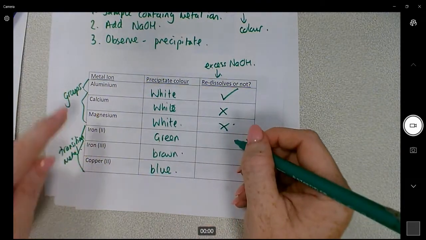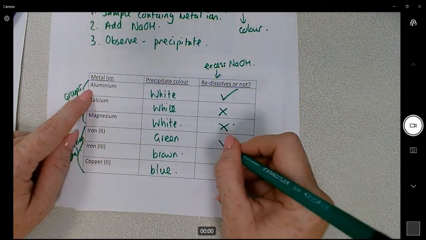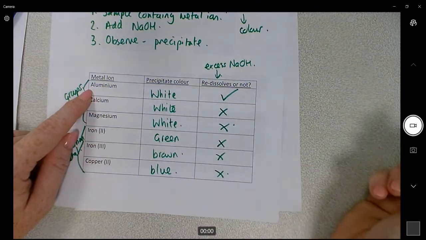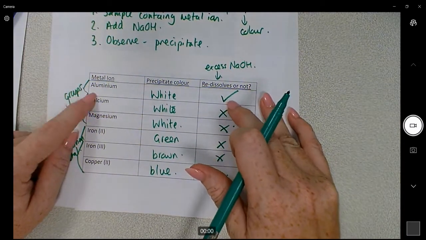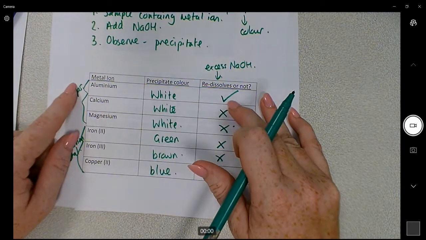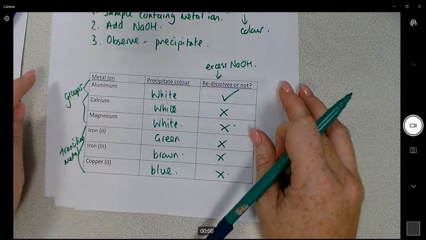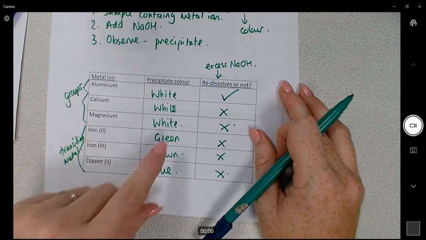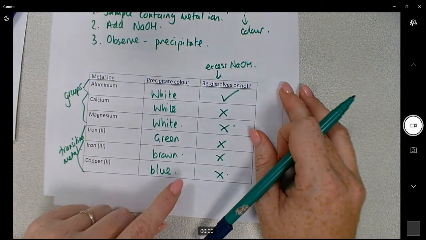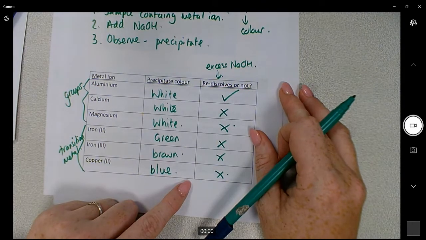Again, as I said earlier, aluminium is the only one that does in fact redissolve, so therefore none of the rest do. So they do like to ask about the aluminium, so it's just a reminder that aluminium does redissolve. So we've got groups are white colours, those are the transition metals, green, brown and blue, and again you have to know those colours off by heart.